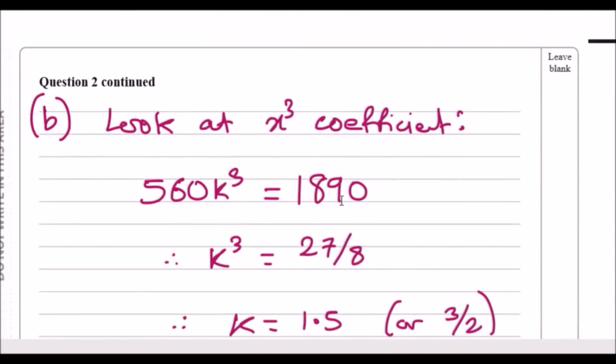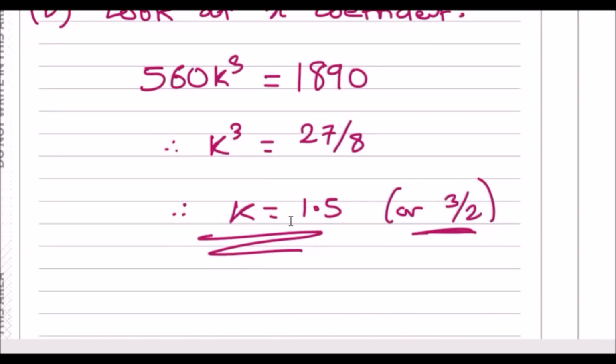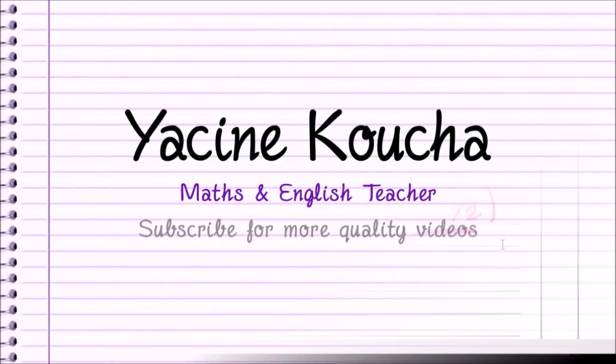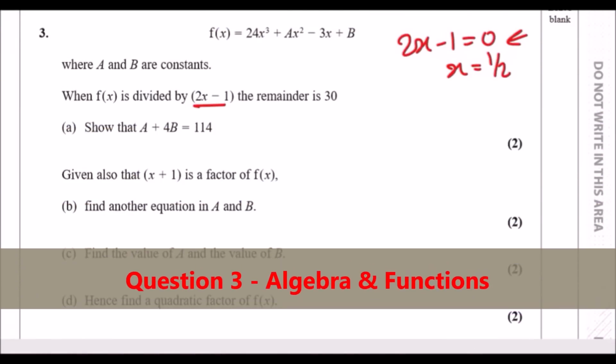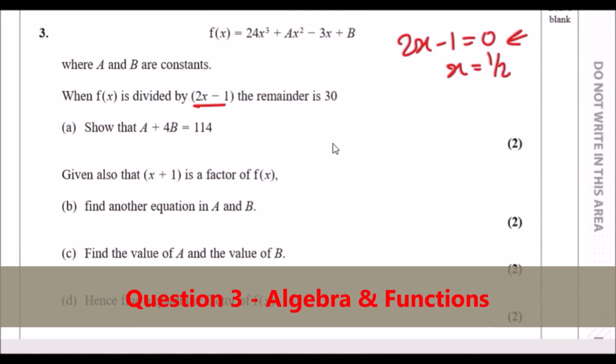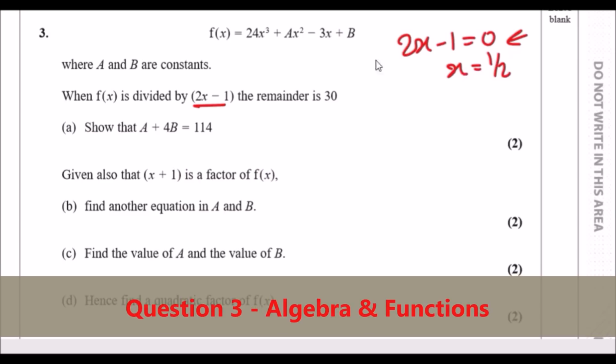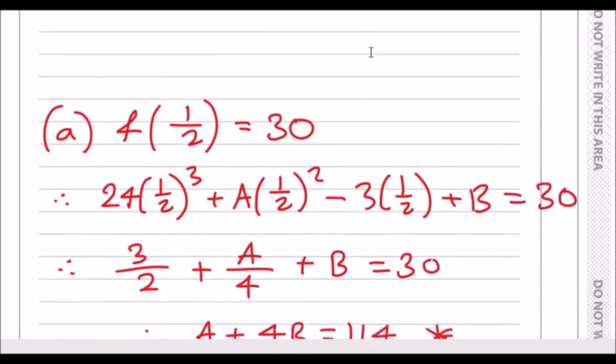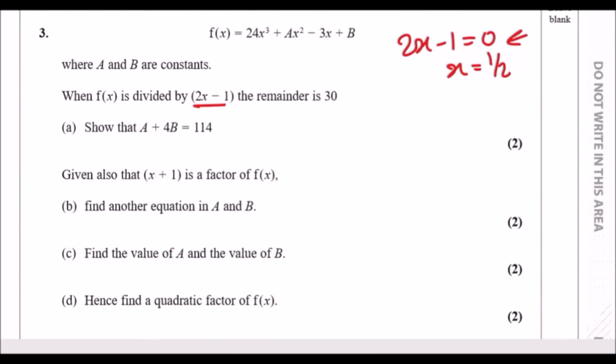I just divided 560 across, cube root, and voila, k is 1.5 or 3 over 2. Okay, number 3. Oof. Alright, so this question, in my opinion, was probably the easiest question in the paper actually. And I'm telling you, it was really straightforward because there's not really much you're doing here. It's just very, very basic algebra. So anyway, let's have a look. What do we have here?